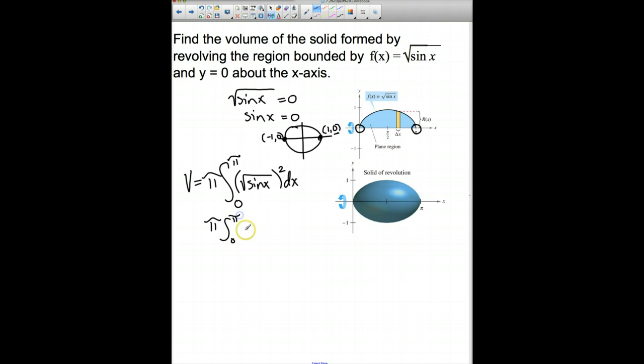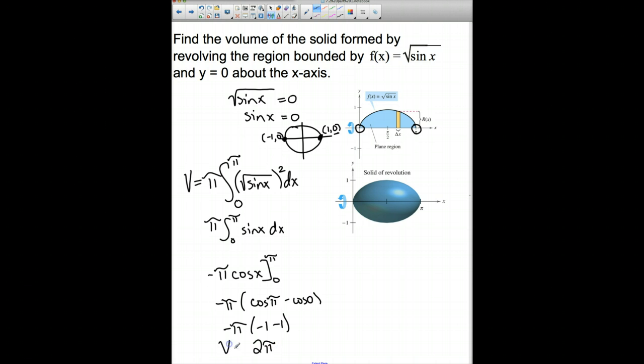So we'll simplify, square root of sine x squared is sine x, and the integral of sine is negative cosine. So we have negative pi cosine x from 0 to pi. Cosine of pi minus cosine of 0. Cosine of pi is negative 1. Cosine of 0 is 1. So we have negative 2 times negative pi, which is 2 pi. So the volume of this region is 2 pi.